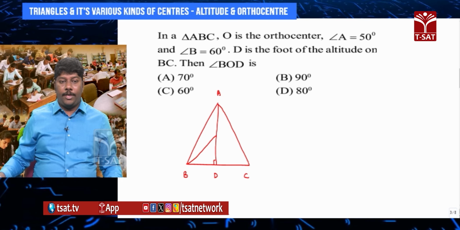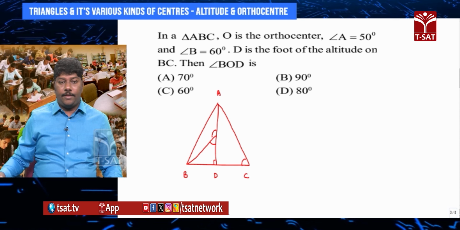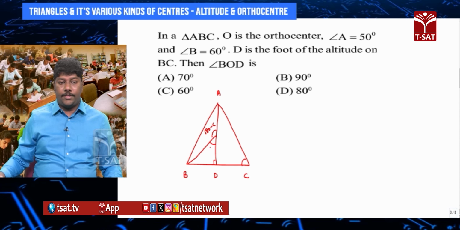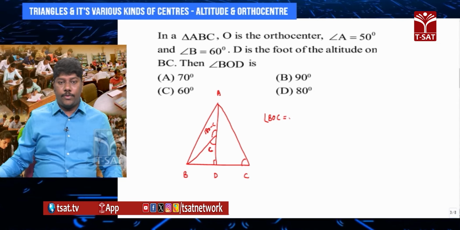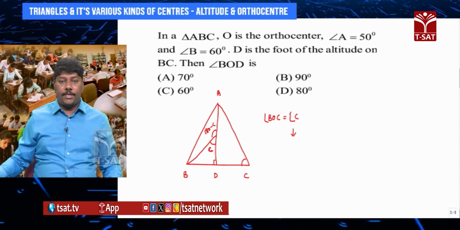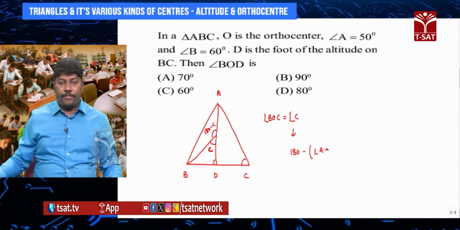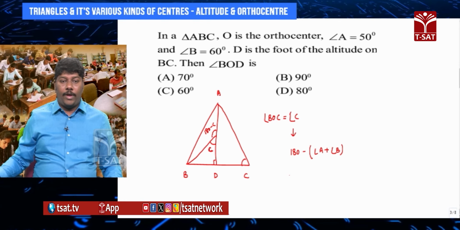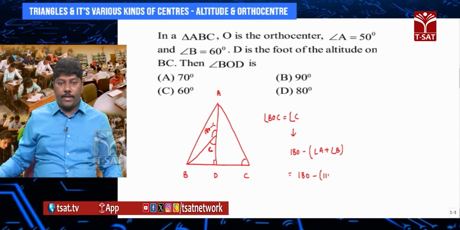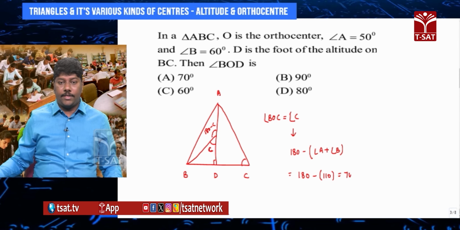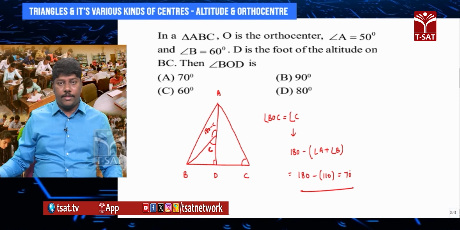Just now we have seen BOD means if it is C, this becomes 180 minus C. If it is 180 minus C, here this is C. So angle BOD is equal to angle C. Now how do I get angle C? 180 minus angle A plus B. So 180 minus, angle A is 50, angle B is 60, therefore 110, remaining angle is 70 degrees. So the required angle BOD is same as angle C. We have seen this in the properties just now.